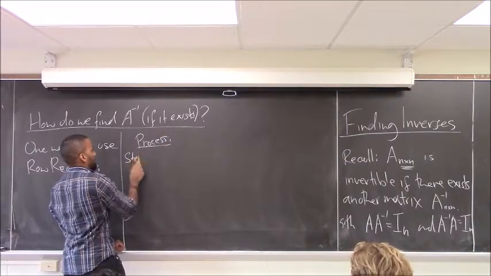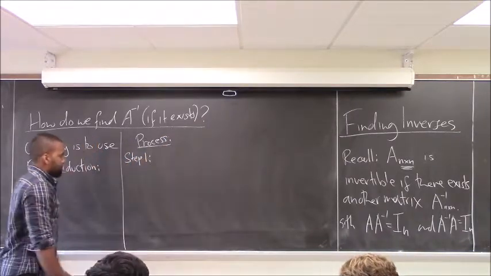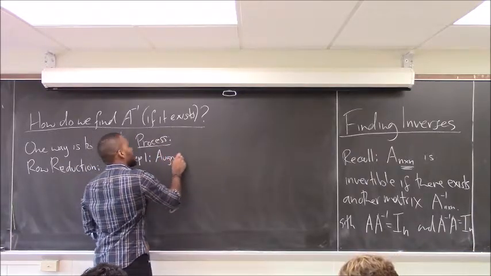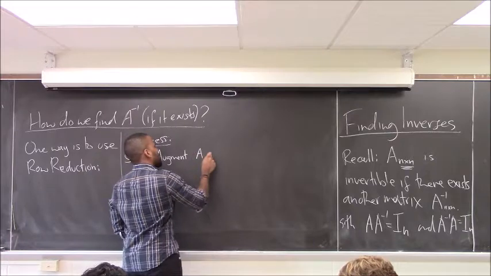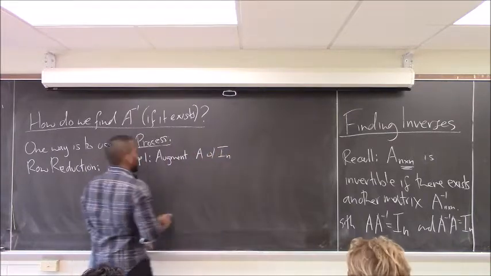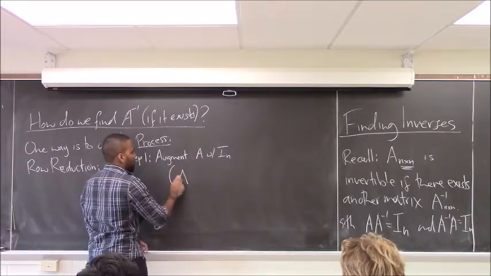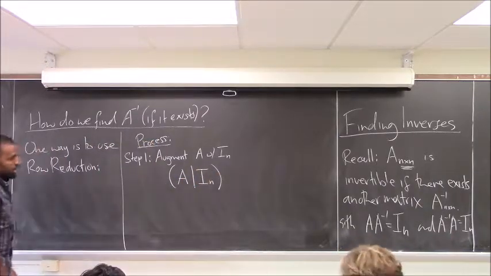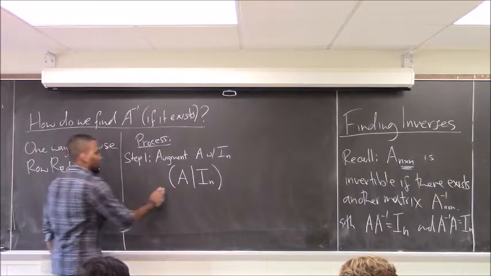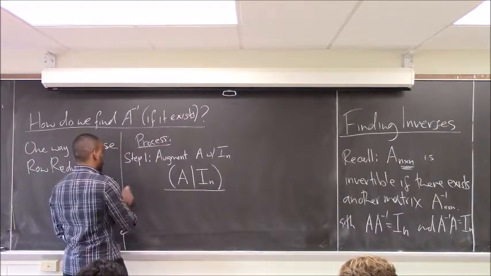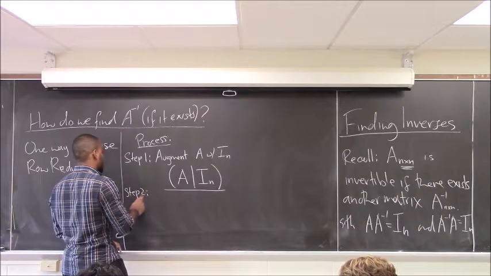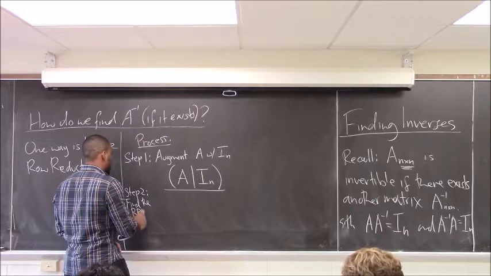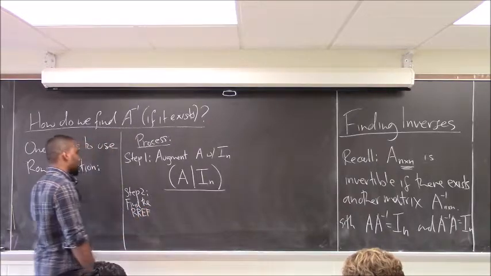Step one. You're going to augment A with I_n, like so. You're going to put A over here, and you're going to put the identity right beside it, the same size identity as A is. Step two, you're going to find the RREF. You're going to go all the way to the reduced row echelon form.